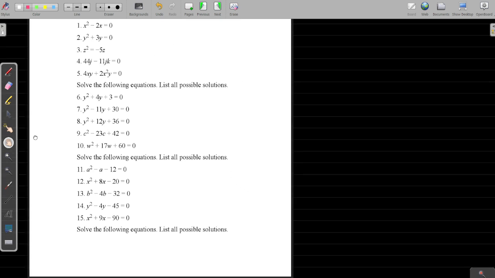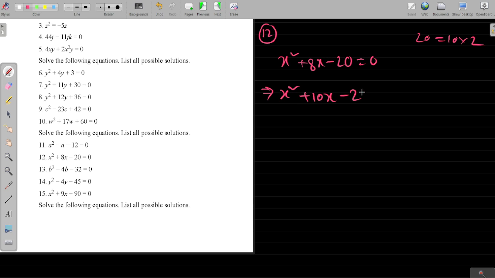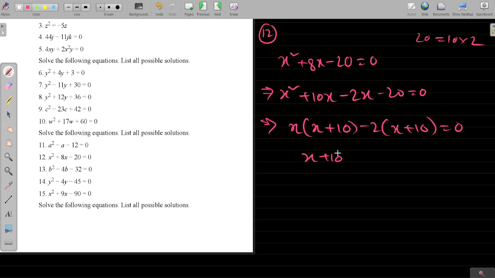Now I am going to solve number 12. You will find x square plus 8x minus 20 equals 0. How can I break down this 20? 10 multiplied by 2. Now I can write x square plus 10x minus 2x minus 20 equals 0. If I take x common, then x plus 10. If I take minus 2 common, then x plus 10 equals 0. So x plus 10 here, and here you will find x minus 2 equals 0. So our answer will be x equals minus 10 and x equals 2.